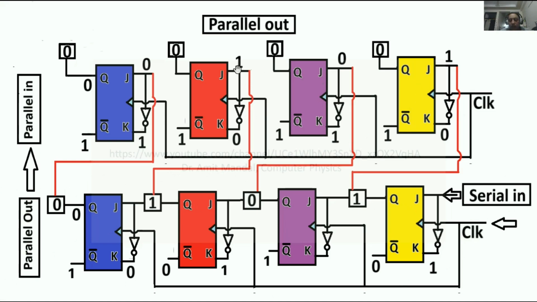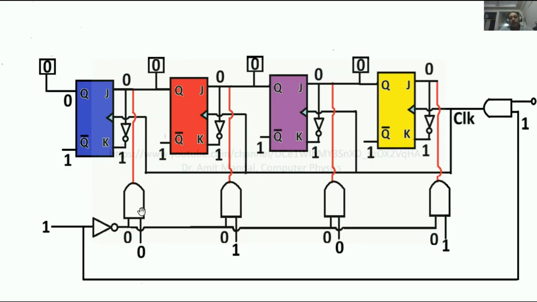Now for the top cascade, what is happening? The data is input in a parallel fashion, and in parallel fashion it is coming out. So for the top cascade, the data transfer fashion is parallel in parallel out. Now here we can see that there is a circuit of a shift register.